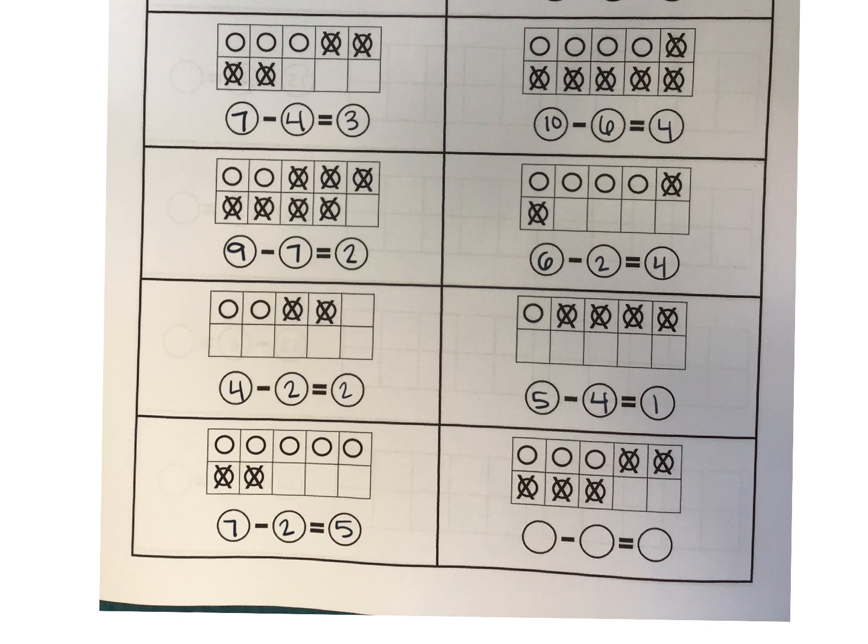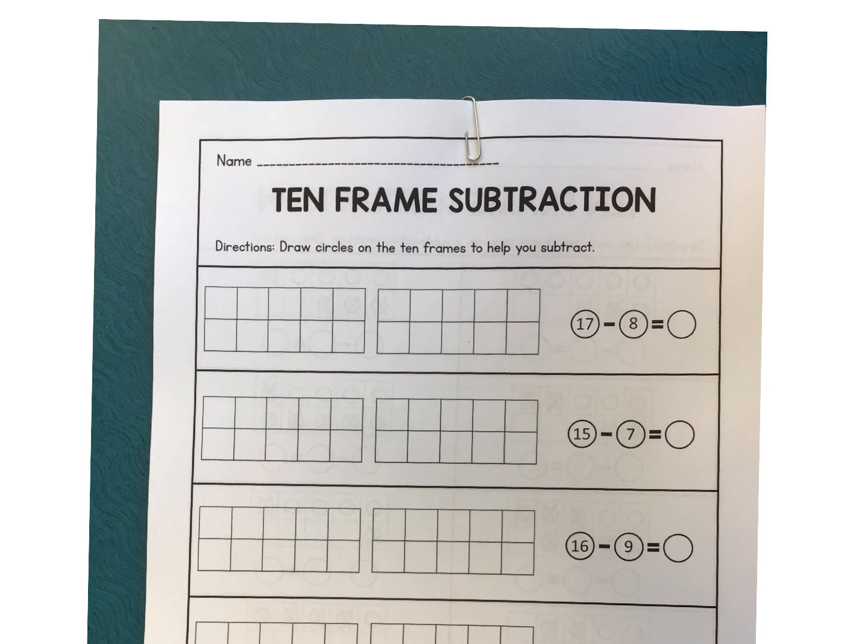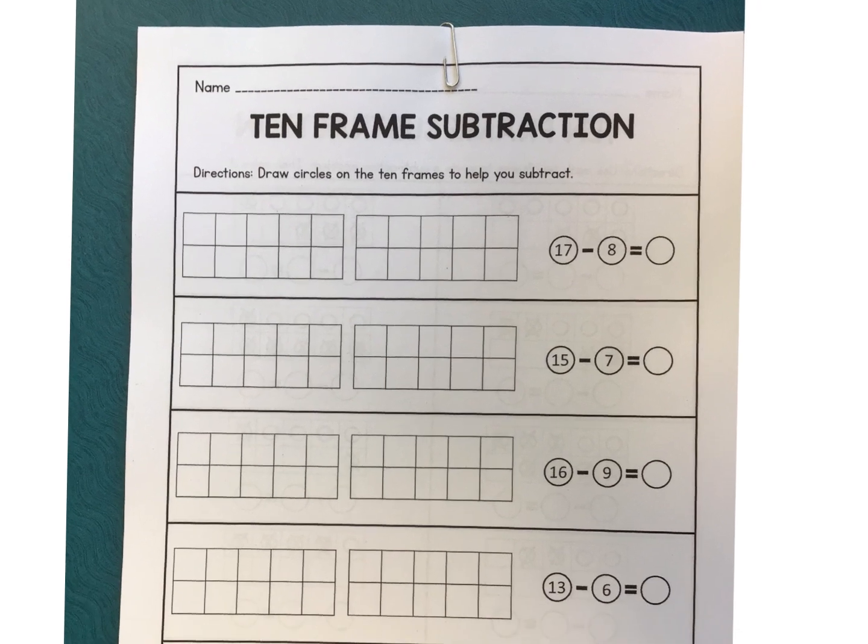And for our last one, how many did we start with? 8. And we crossed off 5. And how many are left? 3. Very good, boys and girls. All right. Now let's turn it, I'm sorry, on the back. And we have some more 10 frames.